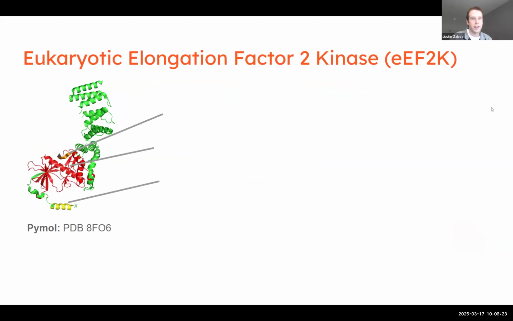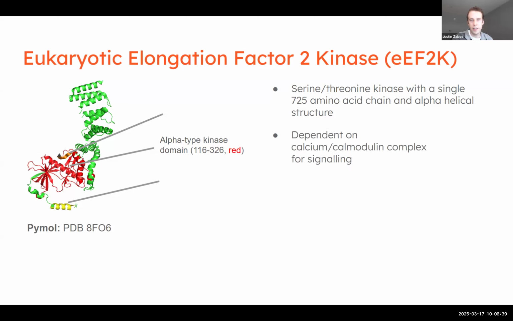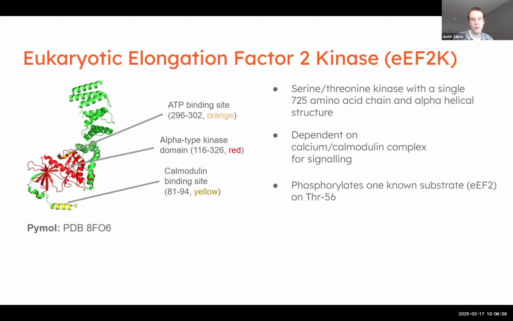Eukaryotic elongation factor 2 kinase is a globular serine threonine kinase with mainly alpha helical structure. It has a single alpha type kinase domain, which is shown on this figure here in red. It is also dependent on the calcium calmodulin complex for signaling, and that binds at the yellow residues here. It also depends on ATP binding for its activity, and that's shown with the orange. It has only one definitively known substrate called eukaryotic elongation factor 2.